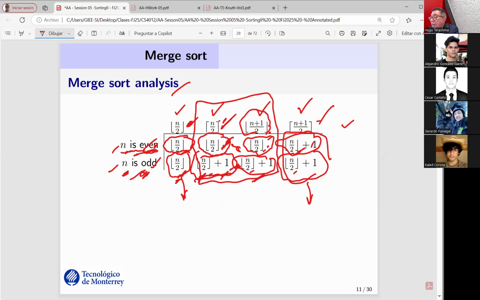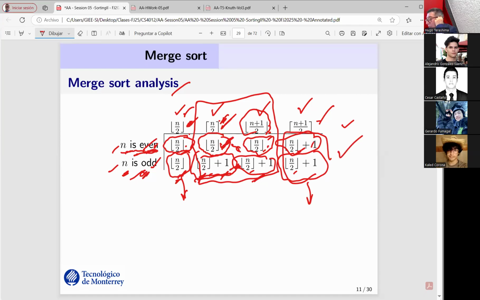Yeah, if n is even and you apply n over 2 floor, what do you get? N over 2 floor. If n is even and you apply the ceiling function, but you know that n is even, you get n over 2 floor. It's the same, right? So now that is clear.